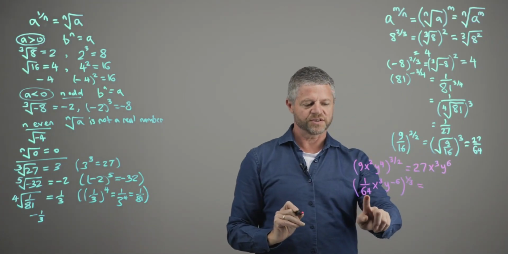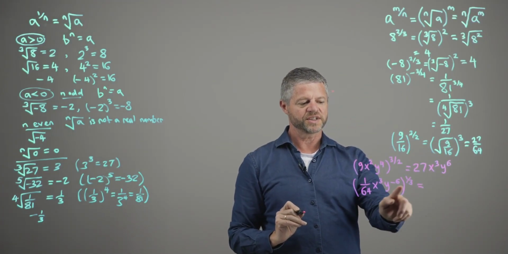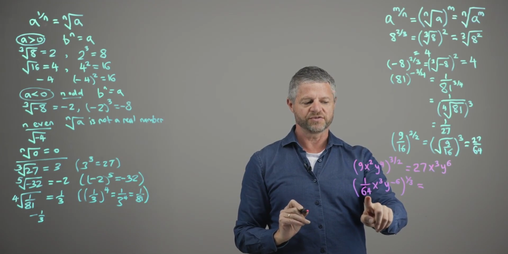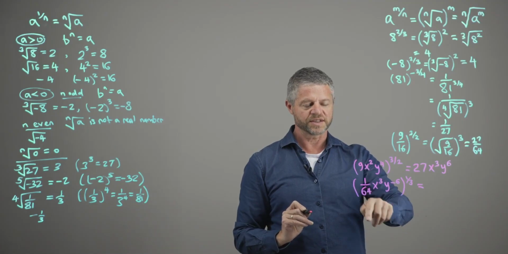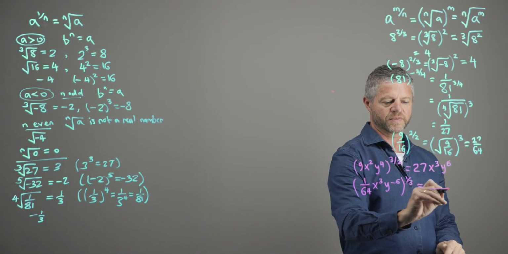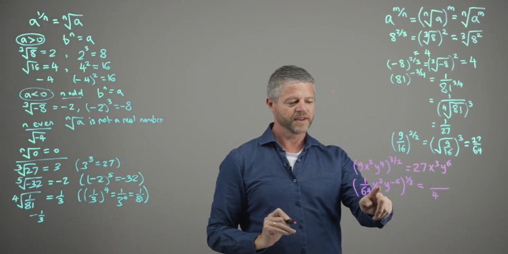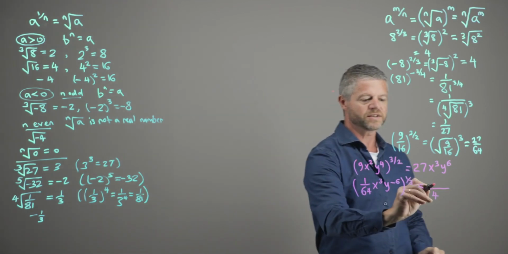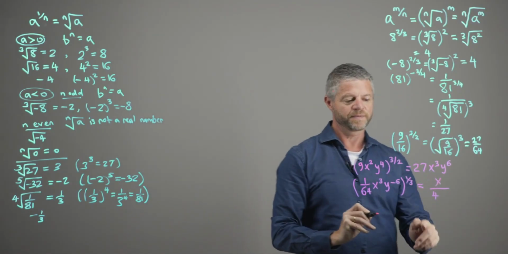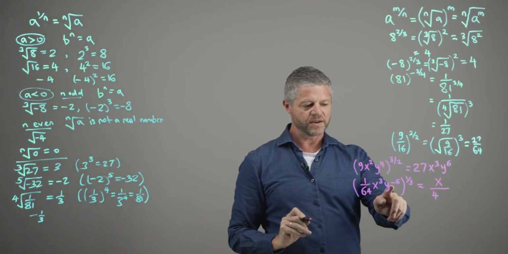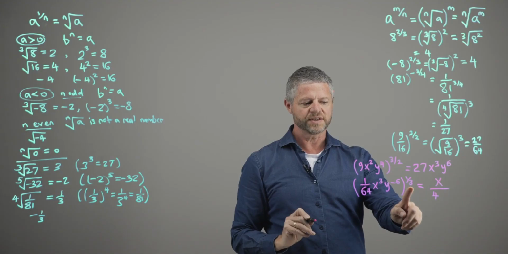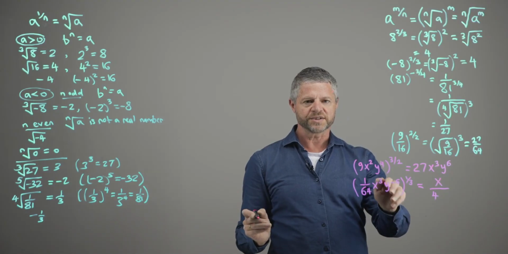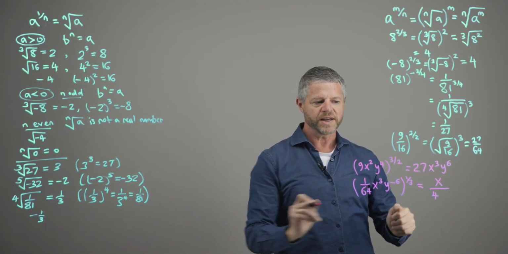Let's deal with the constant first. It's got 1/64 to the 1/3 power, so that's the principal third root of 64, which is 4, and it's in the denominator. So I've got 4 in the denominator. And then I've got x cubed to the 1/3, so 3 times 1/3 is just 1, so I'll have x in the numerator. And then I've got y to the -6 to the 1/3. -6 times 1/3 is -2. So y to the -2 is the same as having y squared in the denominator.